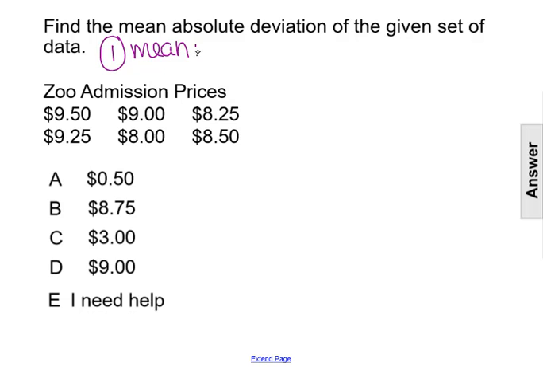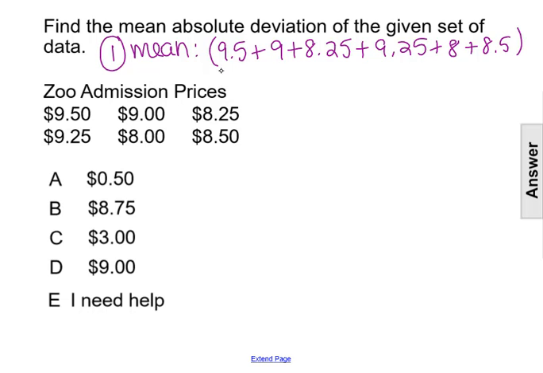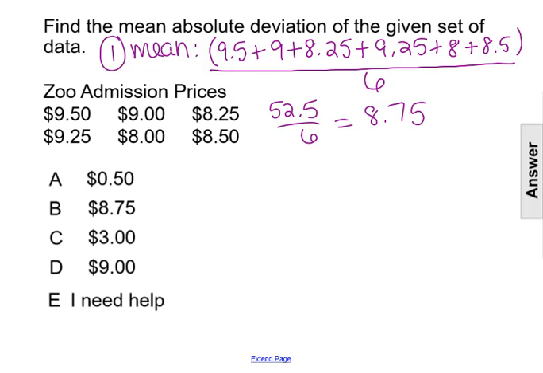The mean, we can add up all the given data points and then divide by how many there are. So we're finding the sum of 9.5 plus 9 plus 8.25 plus 9.25 plus 8 plus 8.5, and then we're dividing by 6. So that will be a sum of 52.5 divided by 6, so our mean will be 8.75.